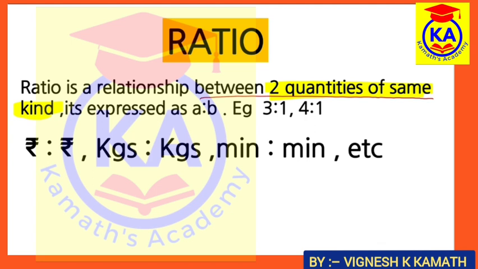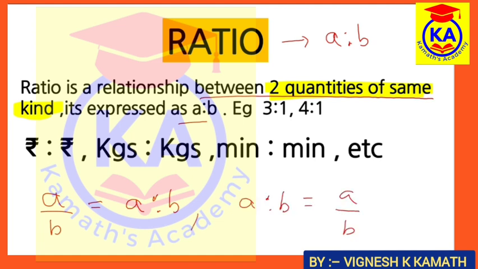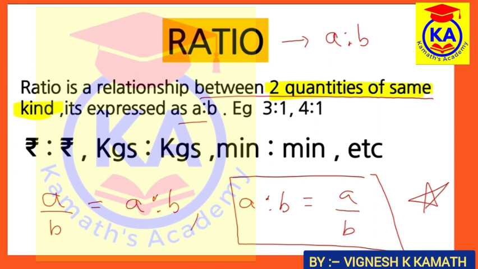It's expressed in the form A is to B. So ratio is expressed in the form A is to B. I hope you know the fraction A by B can be converted into the form of ratio, that is A is to B, and vice versa. If A is to B is given, you can write in fraction form A by B. Please note this. A is to B is equal to A by B, or else the vice versa form, A by B is equal to A is to B.